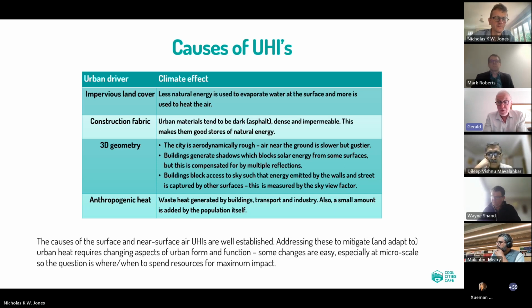Now, some of this is actually relatively easy to get. For example, there are global databases of impervious land cover. There is information which can be directly observed on construction fabric. More difficult to get is the 3D geometry, but you don't need it to be extremely precise. And you can use information on traffic, etc., to get at the anthropogenic heat.